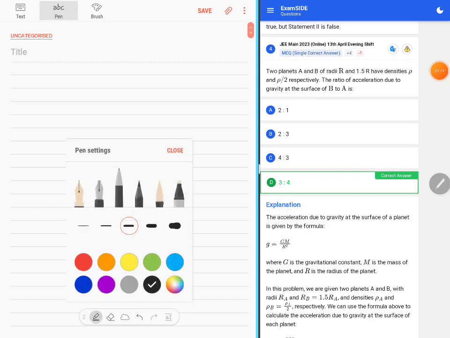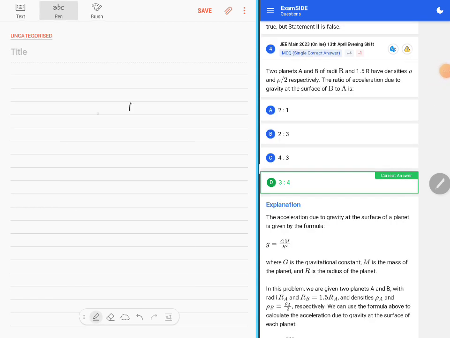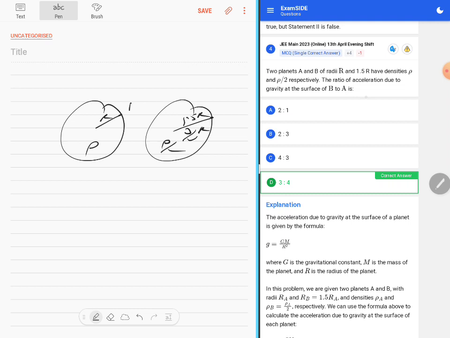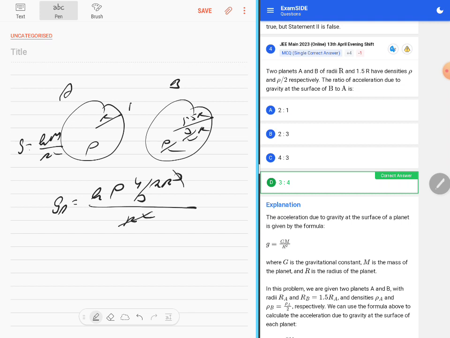So then the two planets A and B have radii R and 1.5R, which can be called as 3 by 2 R. The densities are rho and rho by 2. They're asking us to find the acceleration due to gravity. You know gA, this is A, this is B. g's formula is capital GM by R square. So capital G into mass of A, which is density of A into volume of A, which is 4 by 3 pi R cube, by R square, where R square and R get cancelled.